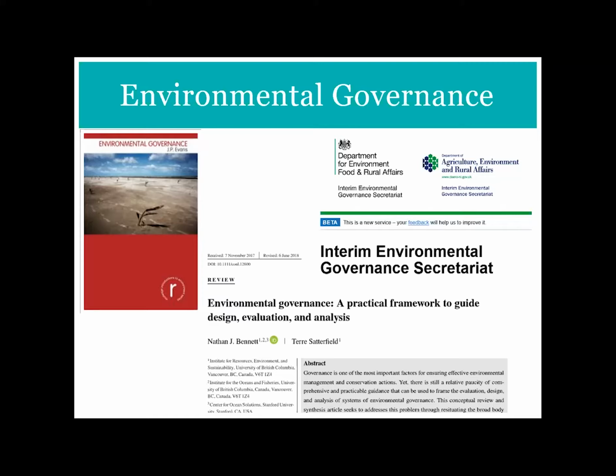And you'll see here that there's a whole literature and analysis available on it. And indeed, a government department, DEFRA, has an environmental governance secretariat, or an interim one, because it's a new thing. So there is this thing called environmental governance, which in my mind is doing for the environment, i.e. overseeing the way in which a country is dealing with its environmental problems, what we might think of as a suitable approach for dealing with corruption.